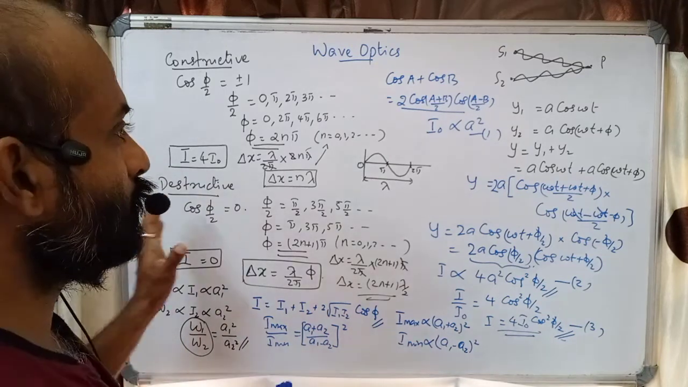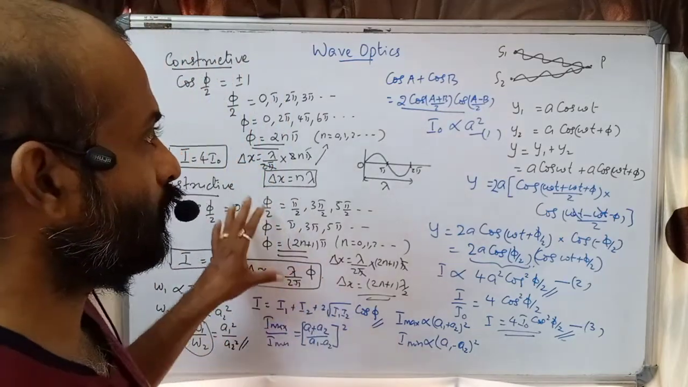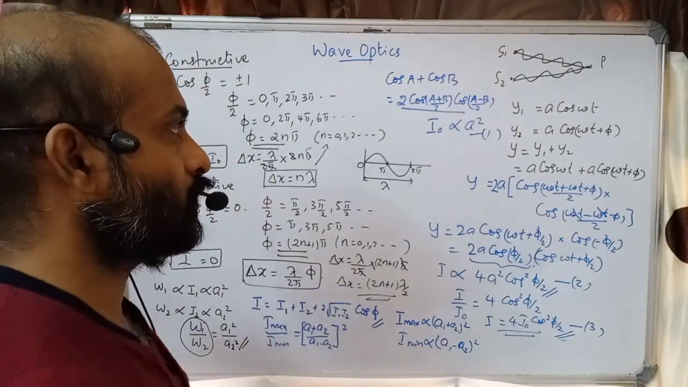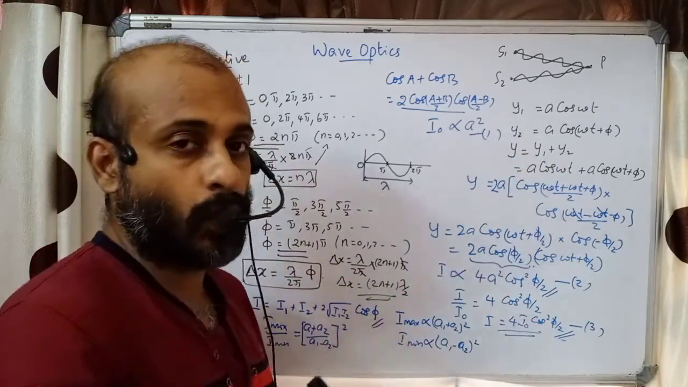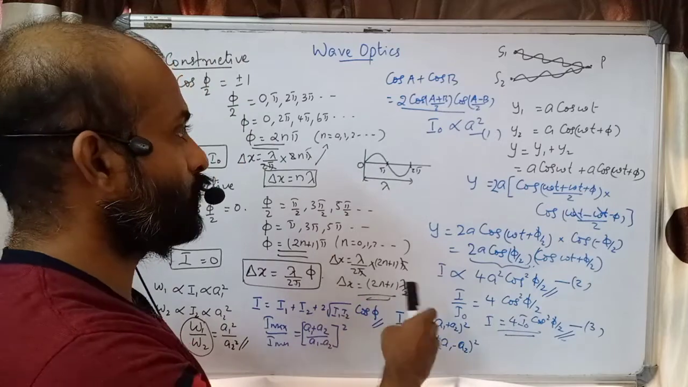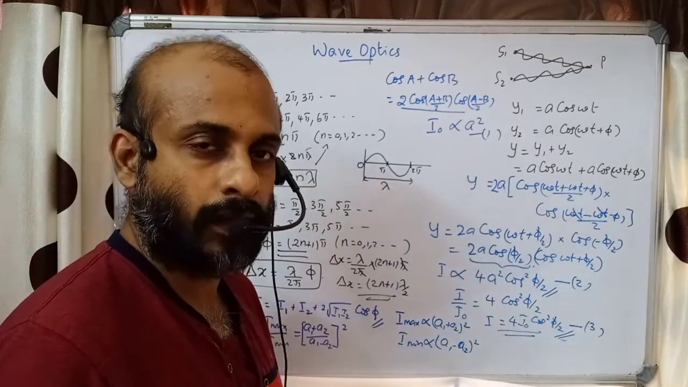So this is the mathematical treatment of interference of light. First, we have seen interference of waves of the same amplitude. Then at last we have seen the basic equation when the amplitudes of the waves are slightly different, meaning A1 and A2. Thank you.